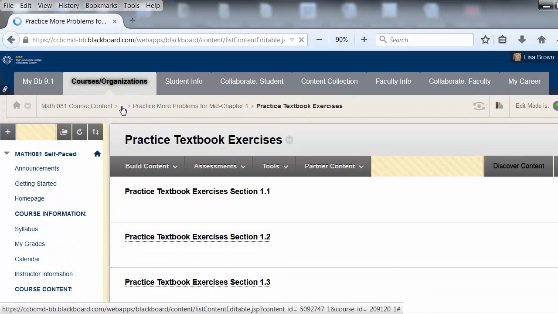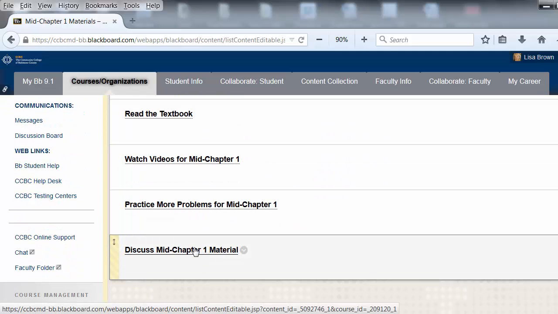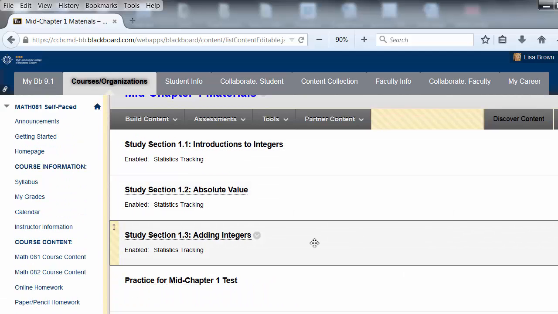And then also the discussion board postings just for sections 1.1 through 1.4. And then adding some study materials that would help focus students on what professors would want them to focus in on to get ready for their mid-chapter and end of chapter tests.